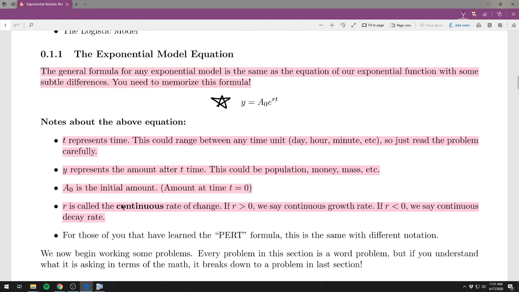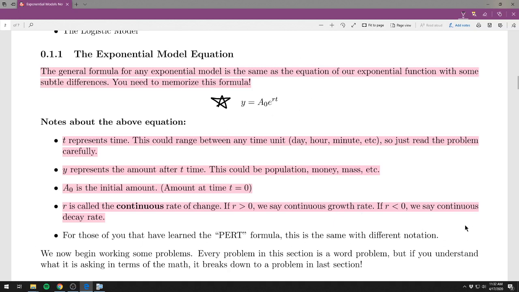a0 is the initial amount, as I told you. r is called the continuous rate of change. So when your base is e, the exponent has an r in it, and that is the continuous rate of change. The reason why people typically prefer this over a times b to the x is it's pretty easy to see what's happening because you can compare everything to one formula. If r is positive, we say there is continuous growth because it's growing. If r is negative, then it's decaying. Whatever you're talking about, it's losing mass over time, it's losing money over time, it's losing population over time.